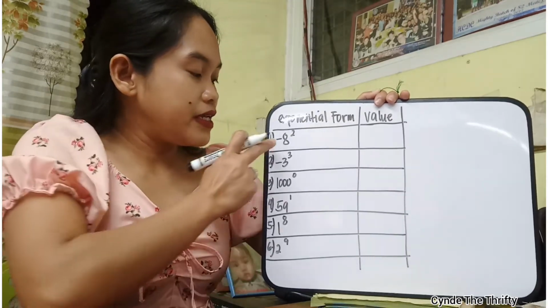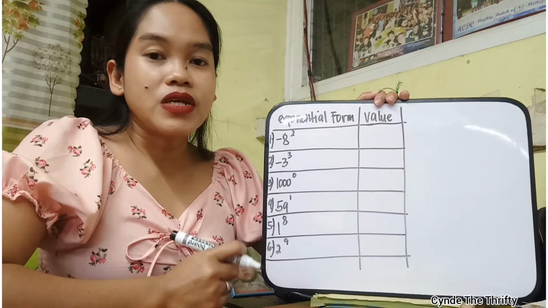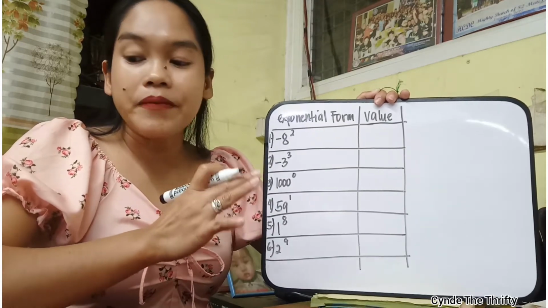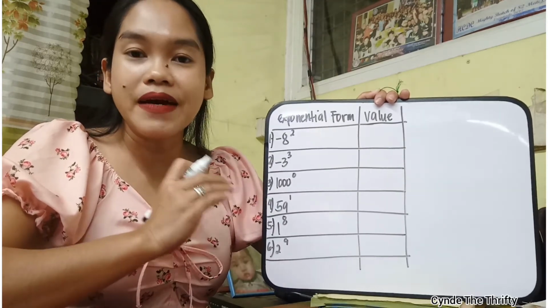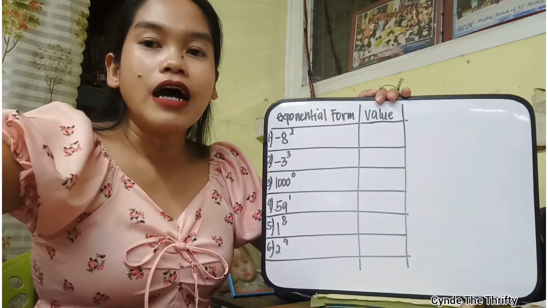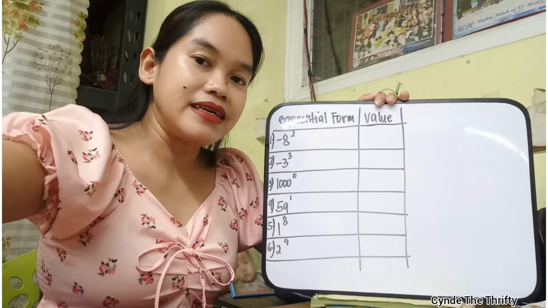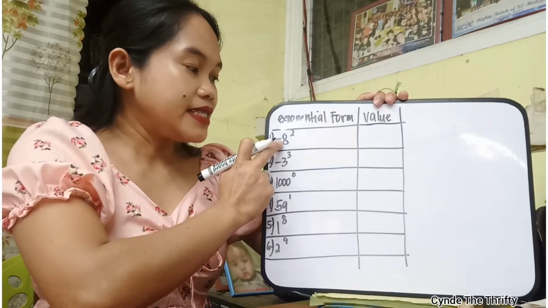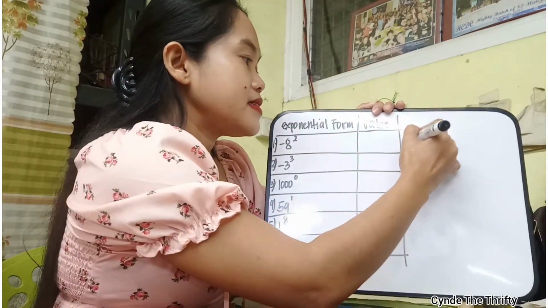Number 1, ano yung value ni negative 8 squared? So, dahil napag-aralan natin na kapag ang kanyang base is negative and kapag ang kanyang exponent is even number, syempre, ang sagot natin is magiging positive. So, 8 times 8.